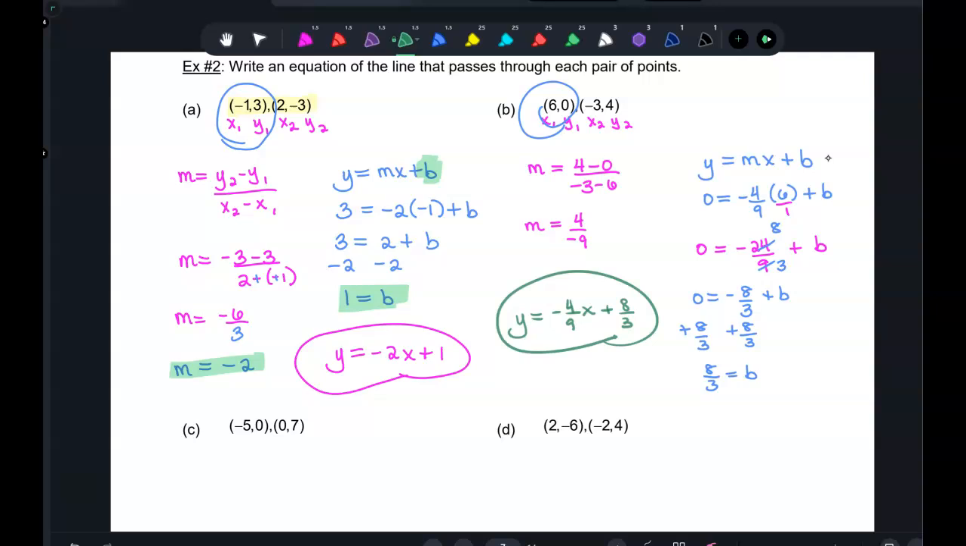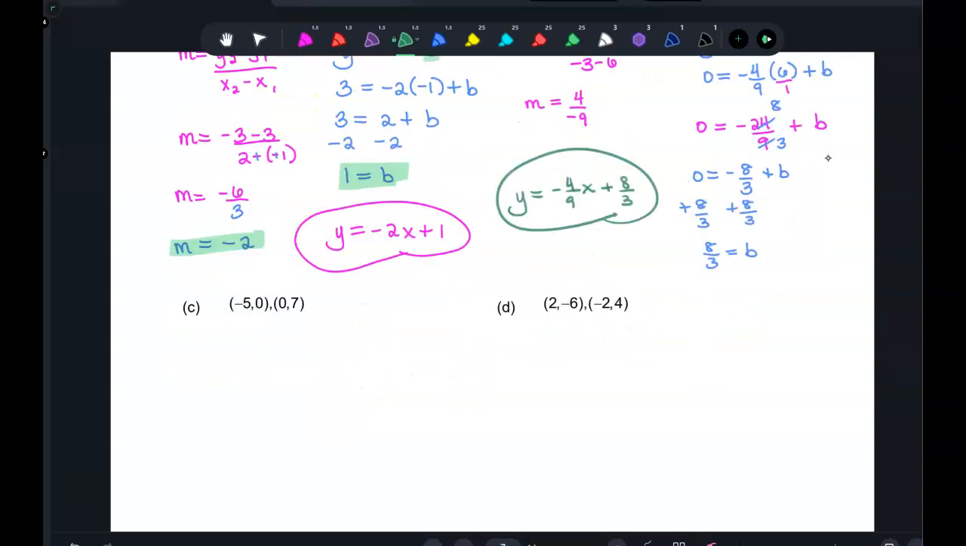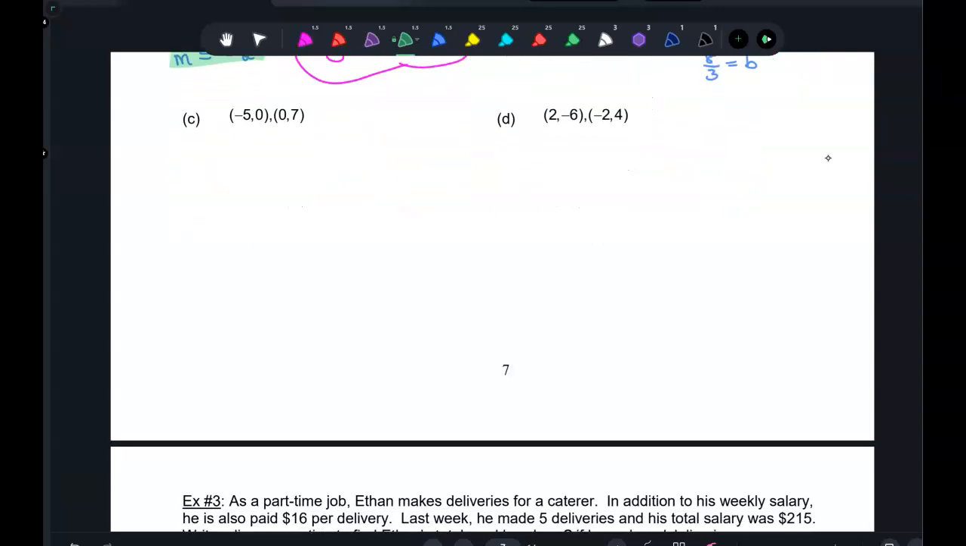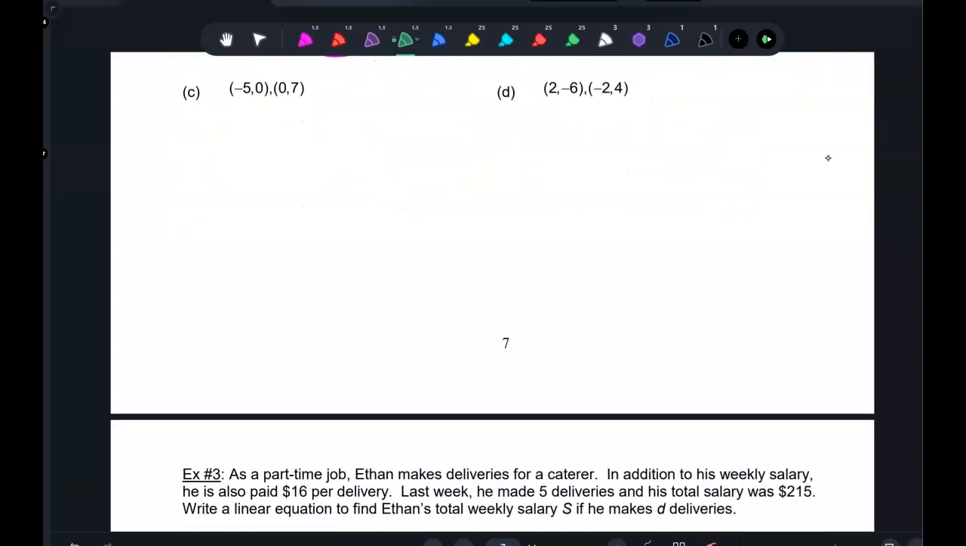Can we try and do one of the problems by ourselves? Can we do C? It looks pretty easy. Okay, everybody, I'm going to freeze the screen. Do the second one.